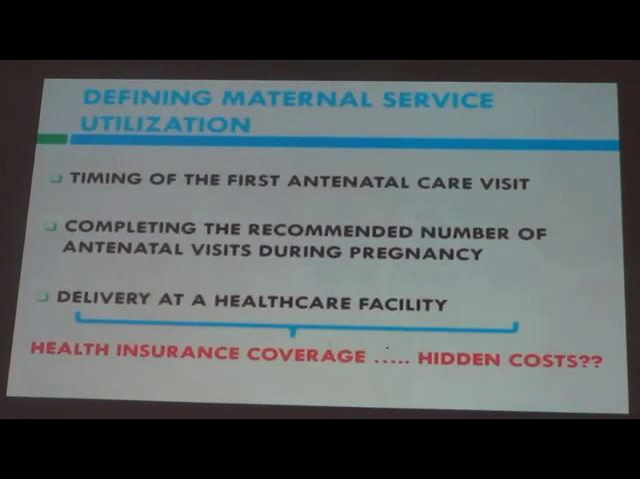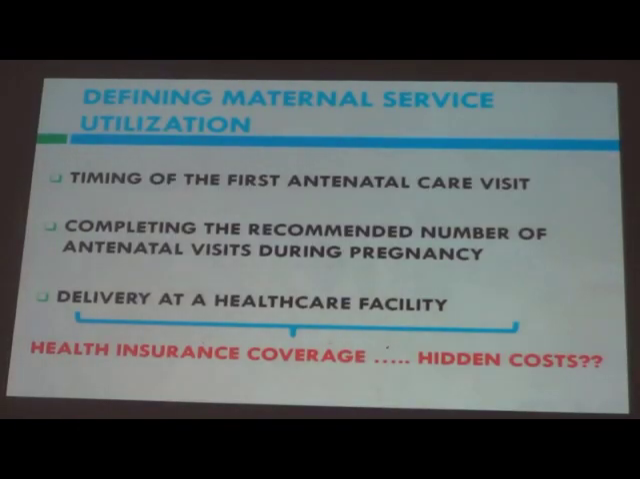How did we define maternal service utilization? There are 3 variables in the data set. One is the timing of the first antenatal care visit. Second is completing the recommended number of antenatal visits. Usually, a mother is recommended to have 4 or more visits during pregnancy. And last is delivery in a healthcare facility. And then our independent variable is the health insurance coverage, which asks whether a mother has any form of insurance.